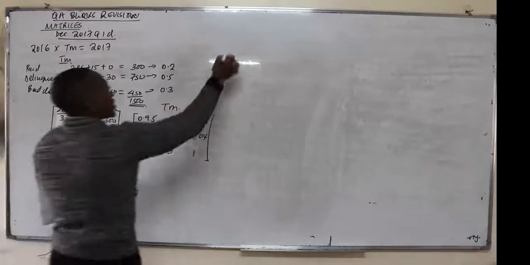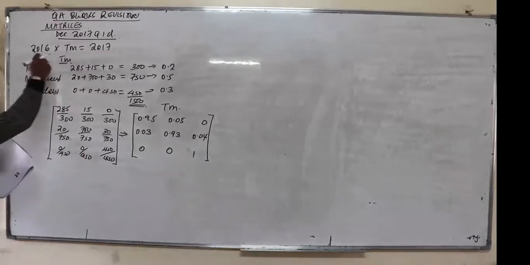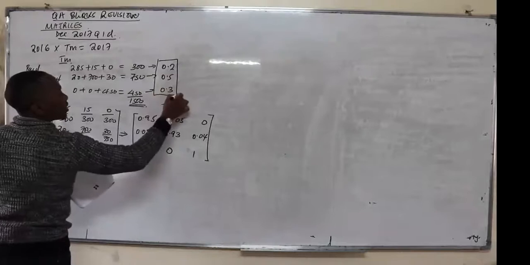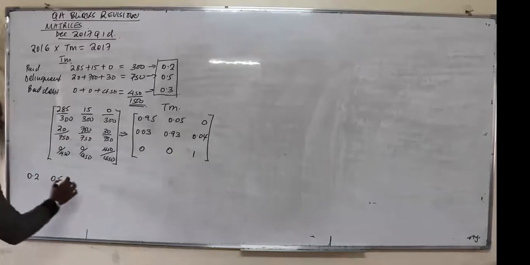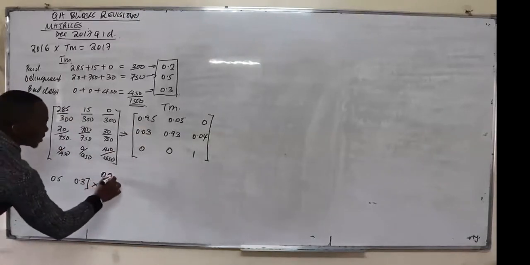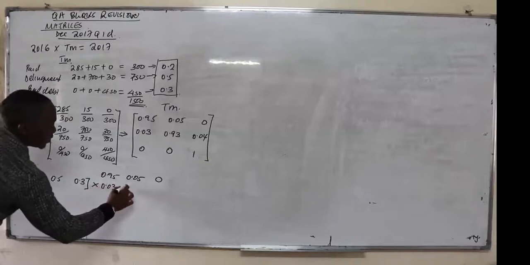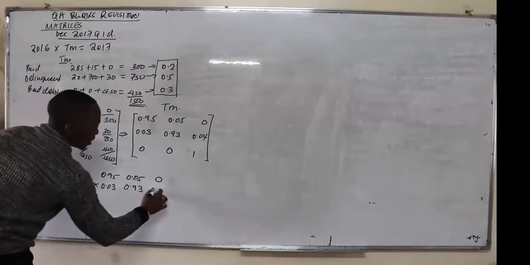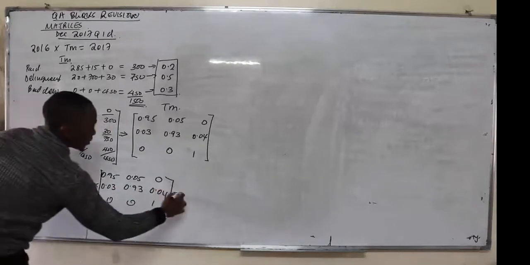So with the transition matrix, now we want the proportion in 2017. How do we get the proportion for 2017? You take the proportion in 2016, which is 0.2, 0.5, and 0.3. You multiply by the transition matrix: 0.95, 0.05, 0; 0.03, 0.93, 0.04; 0, 0, 1. So let's get that.